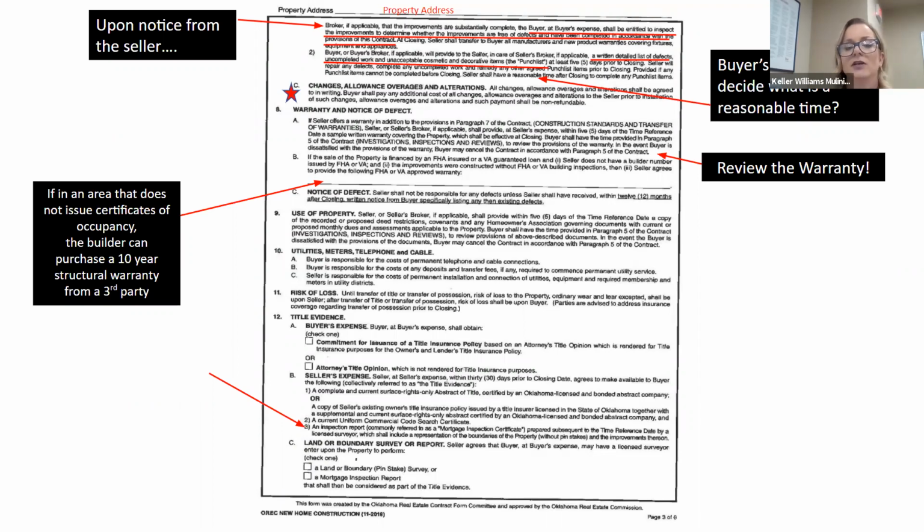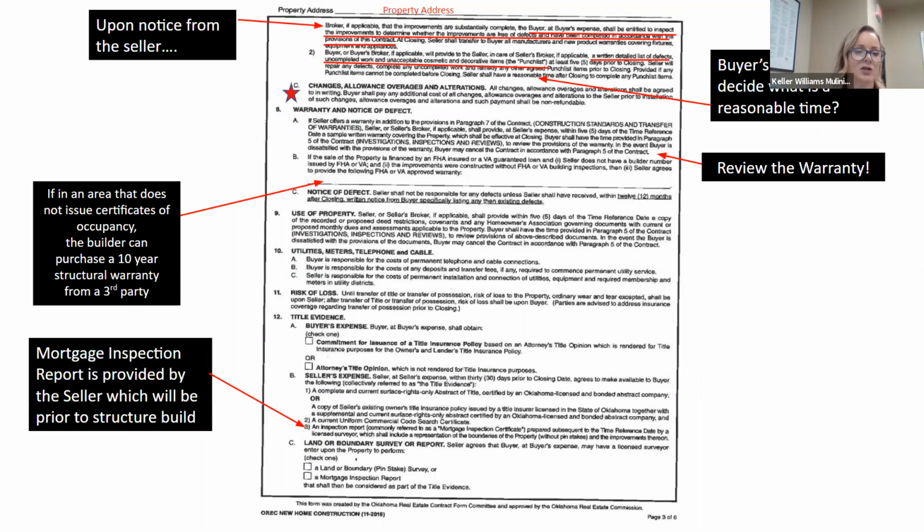But when we look underneath the title evidence under B3, it says an inspection report, commonly known as the mortgage inspection certificate, prepared subsequent to the time reference date by a licensed surveyor, which shall include a representation of the boundaries without pin stake surveys, will be provided. So I want you to know this is a mortgage inspection report provided by the seller before the structure was built on it. So when he platted that subdivision, this is what it looked like, okay?